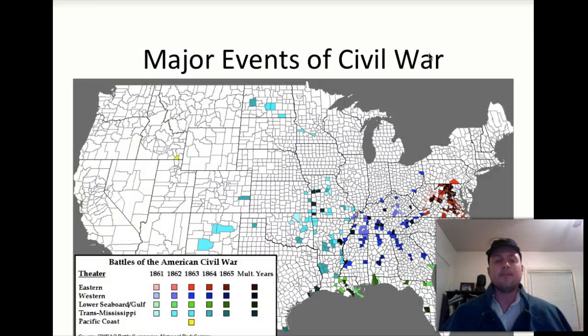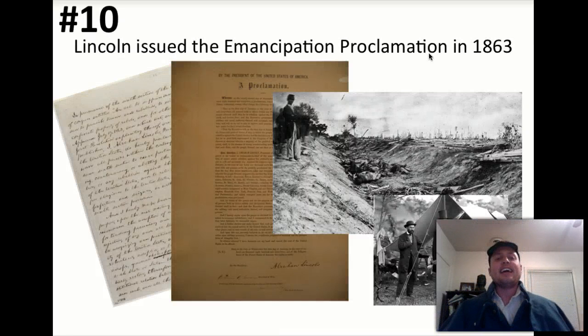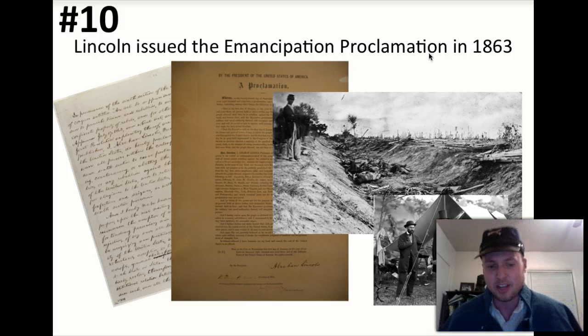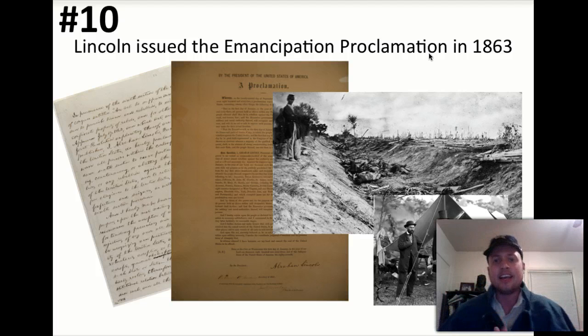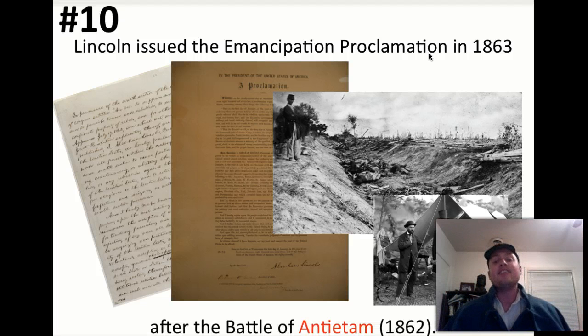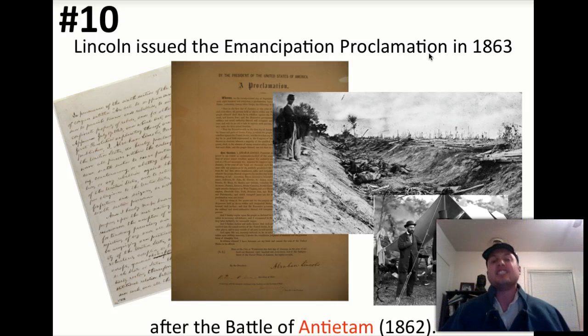Maybe. All right, major events of the Civil War. Hey, I said maybe, let's do it. 10. Abe Lincoln issues the Emancipation Proclamation in 1863. I bet you knew it was Abe Lincoln. But did you know which battle was fought, and then after that battle, Lincoln issued the Emancipation Proclamation? Well, that is the Battle of Antietam in September of 1862.